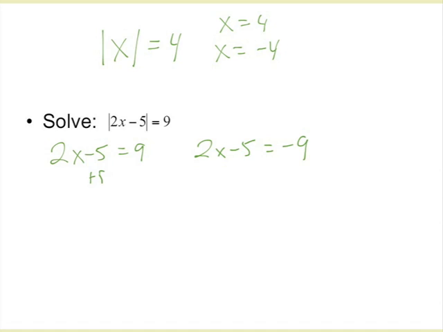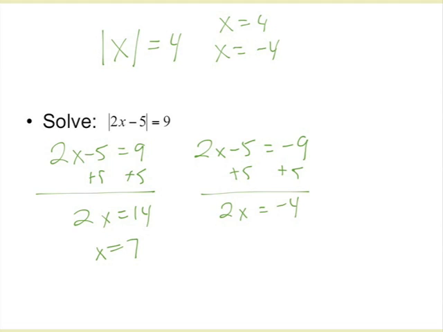So for the first one, I'm going to add 5 to both sides and divide by 2. And 7 would work in here. For the second one, I'm going to add 5 to both sides and divide by 2. And I find that -2 would also work in here.